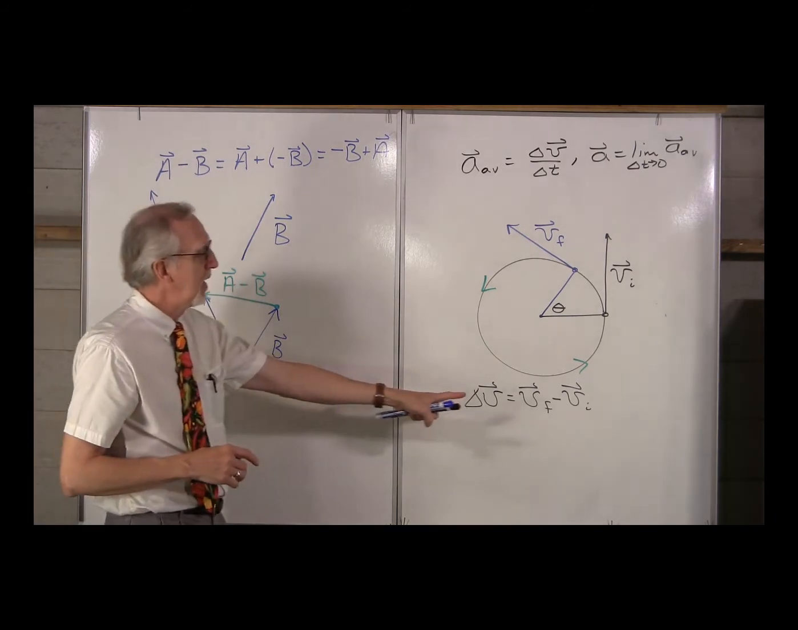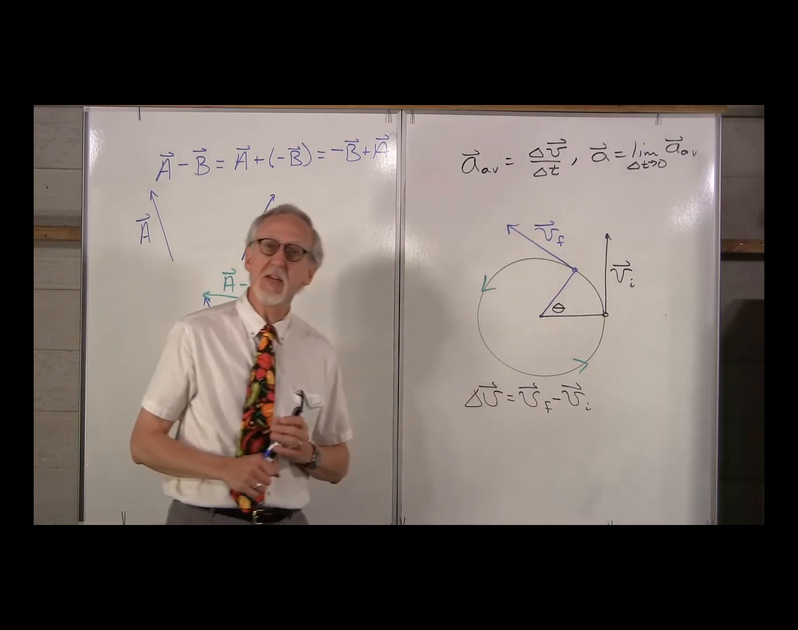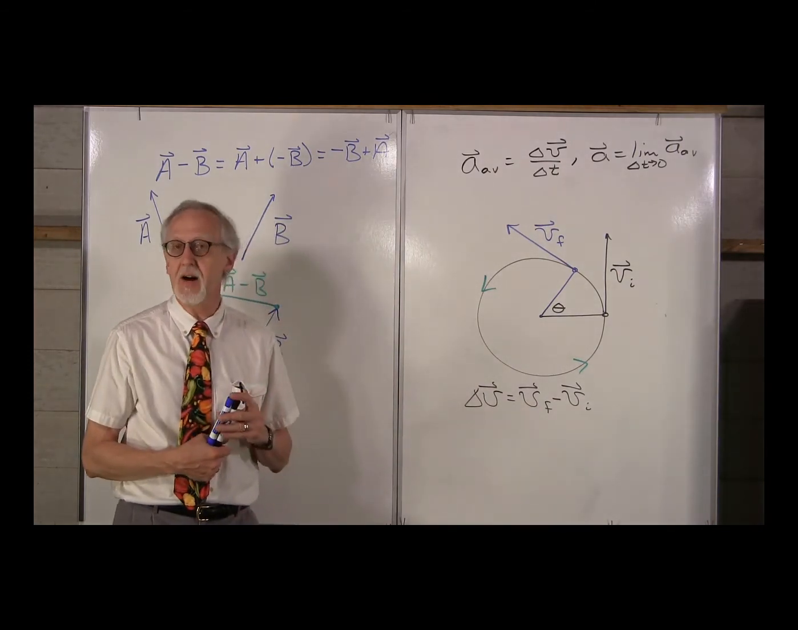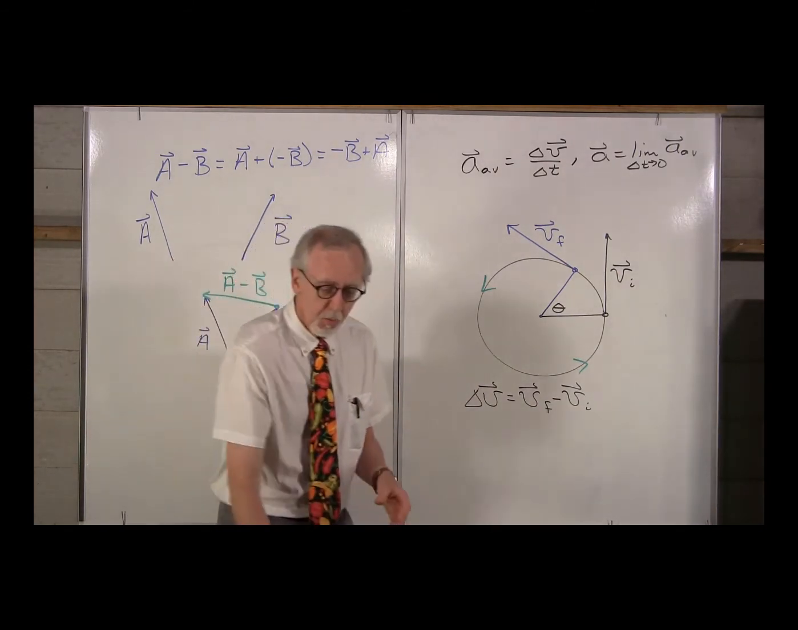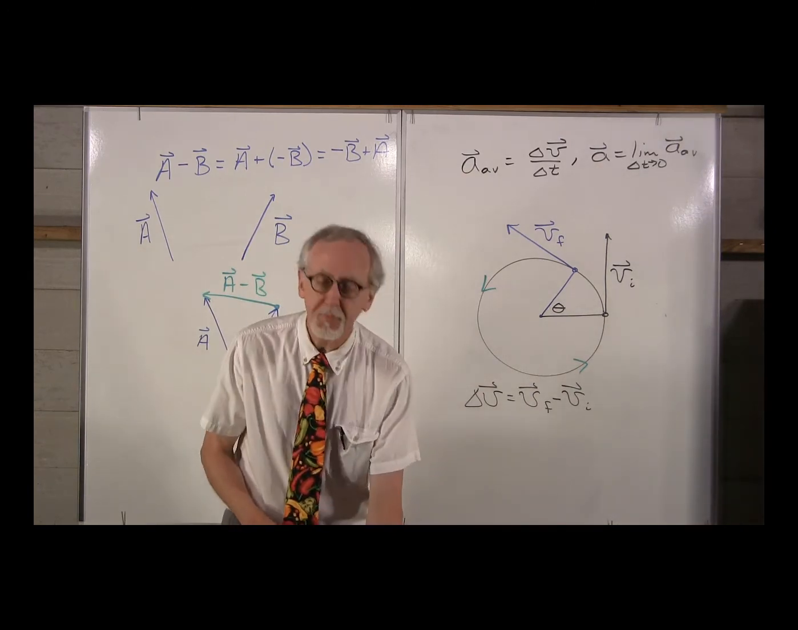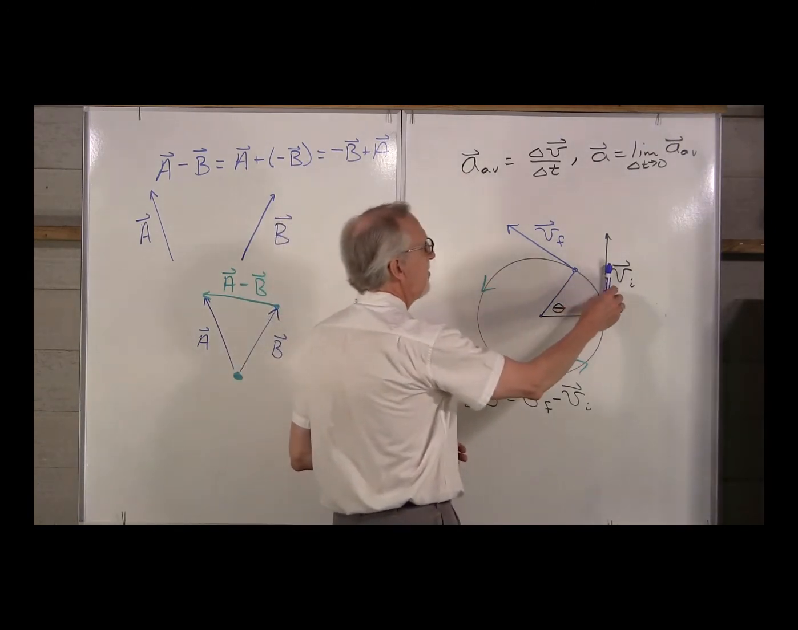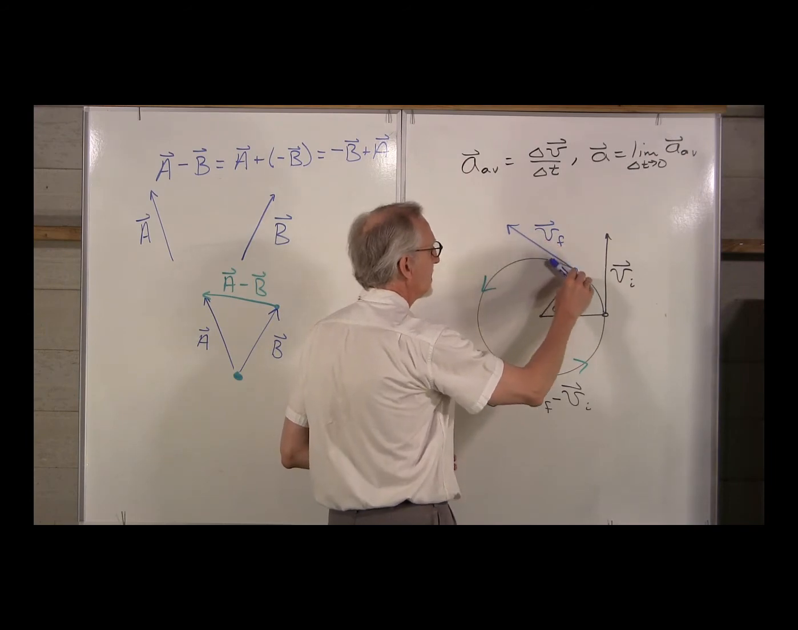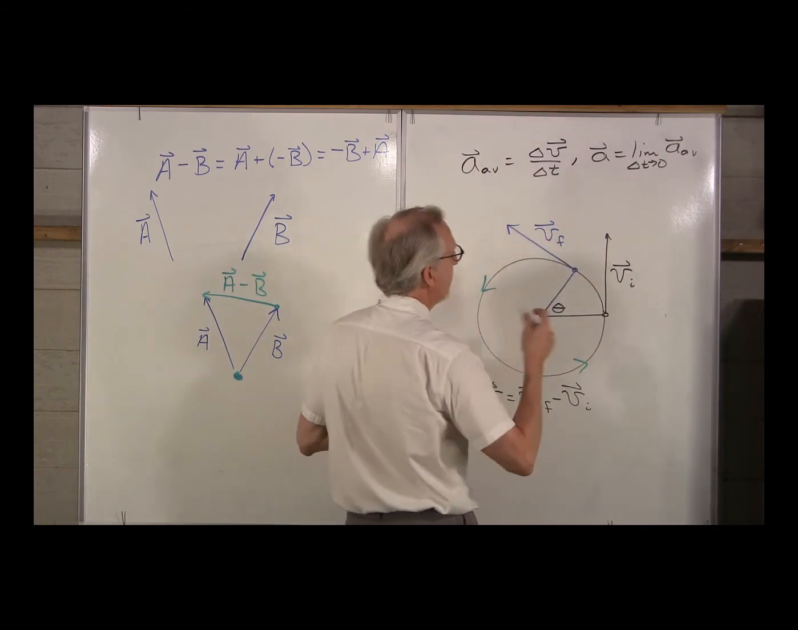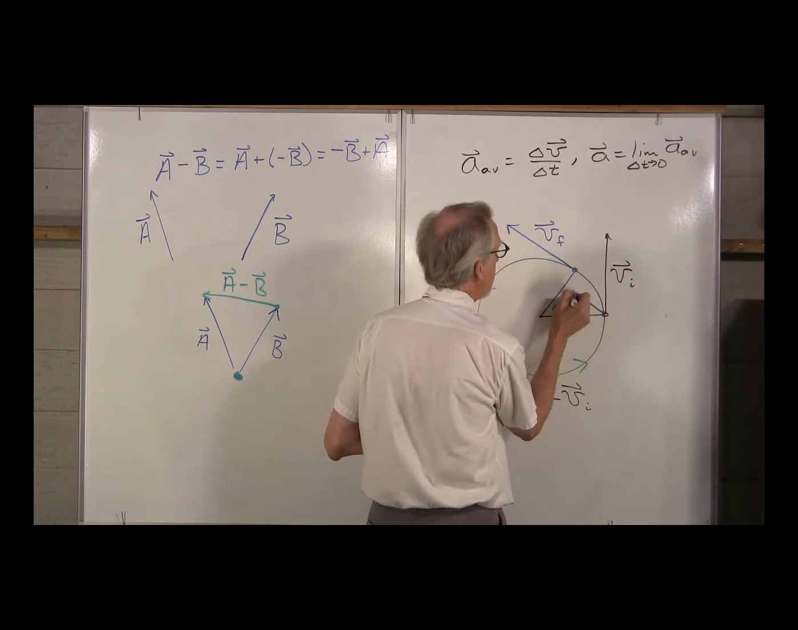Now what do we want? We want V final minus V initial. So how are we going to find what's that direction? Well, we'll draw them tail to tail. So I'll leave V initial there and I'll bring V final down over here. So I'll redraw V final and bring it down over here.